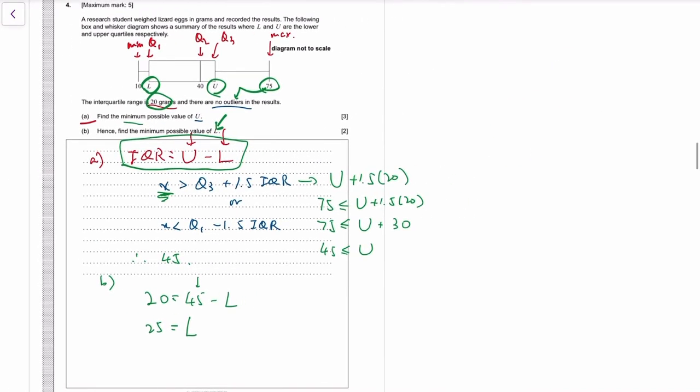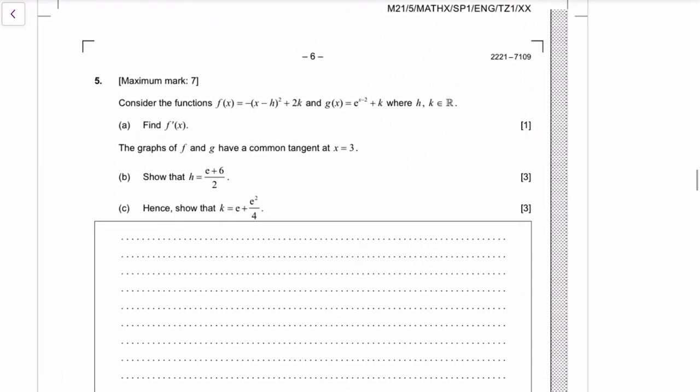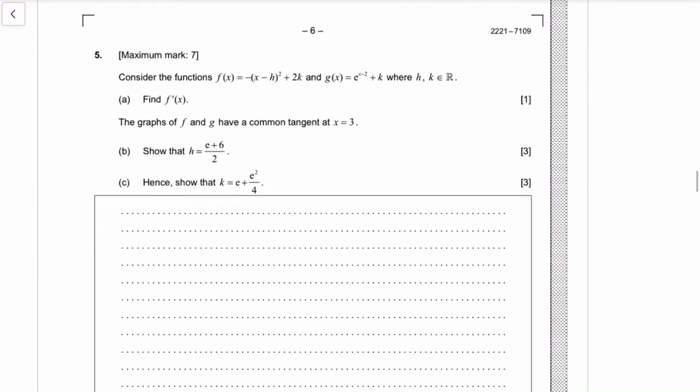We're getting into harder question territory. It's getting a bit more complicated. Question 5, they give you a function, f(x), and they want to find the derivative.